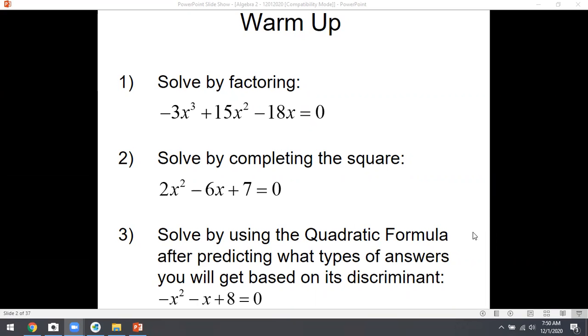So there's lots of techniques. There's factoring, there's completing the square, and if all else fails, you can always turn to the quadratic formula, which completes the square for you automatically, which is kind of nice. So let's go ahead and do our warm-up real quick.